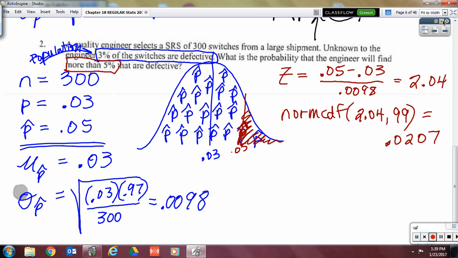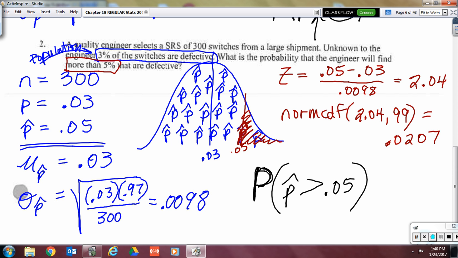Okay, and then final step is the fancy way I want you to write the answer. So how's the fancy way I want you to write the answer? What's the probability of parentheses P hat? Actually, it does just say greater than in the problem. Okay. And what's that equal? 2.07%.